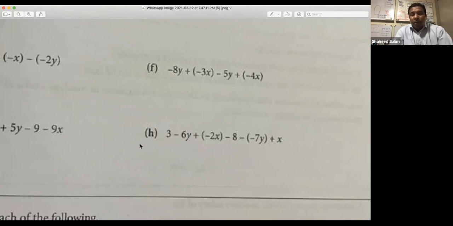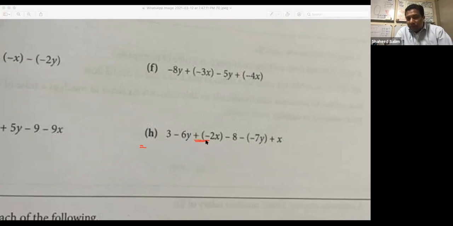Okay. Now, first thing we do, we remove the bracket. You notice a double sign here. So use the chart. So now we just copy first lah. 3 minus 6y. Plus and minus, you make it minus 2x. Minus 8. Then minus become plus 7y.